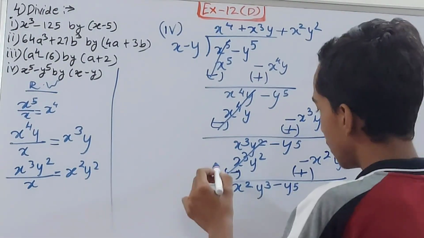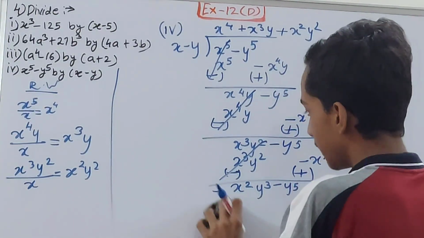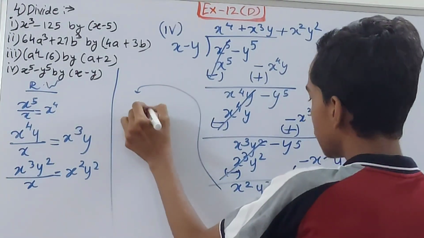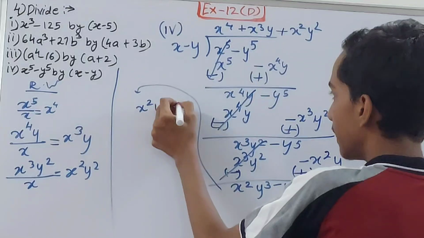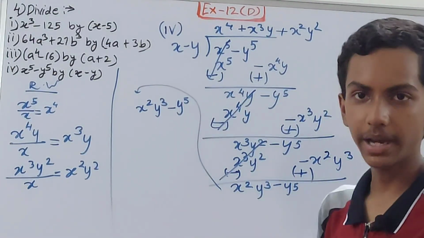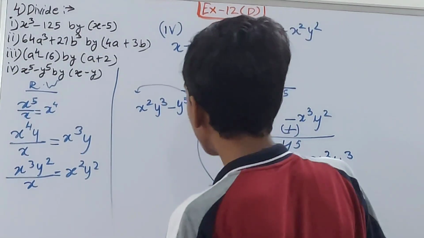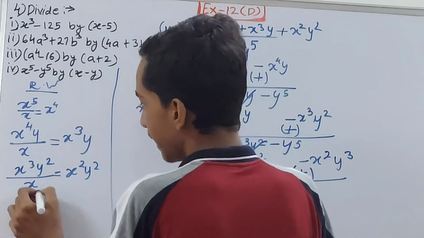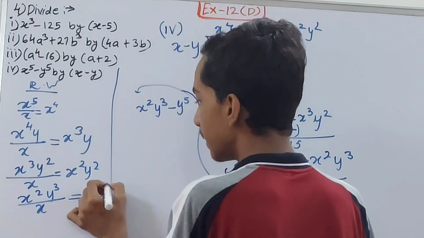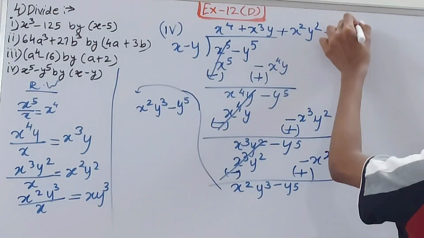Now what we'll do, we'll solve it here only. I'll continue it over here, because we are running out of space here, so I'll write this one here. Okay, so you have x square y cube minus y to the power of 5. Again you have to divide it. How? See what will happen here. We have x square y cube and divide x square y cube by x, so you have xy cube. So next term here will become plus xy cube.